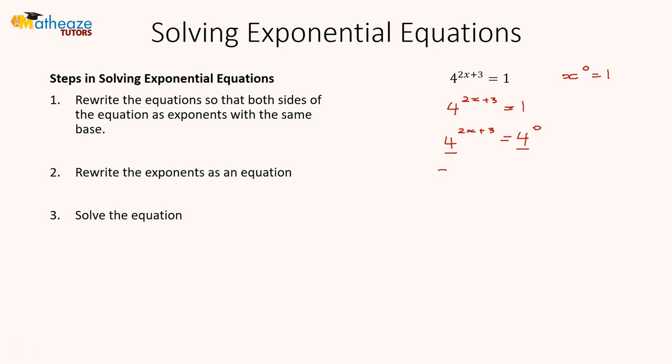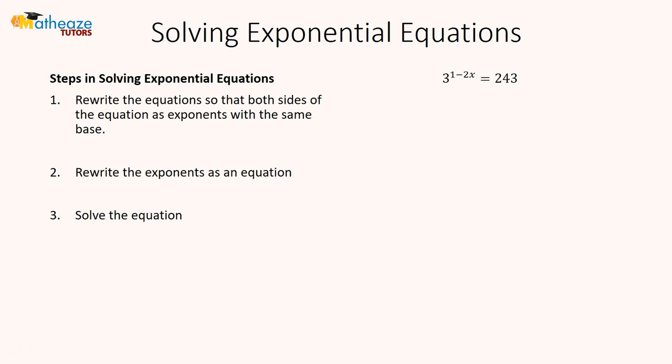Now because the bases are the same, then the exponents must also be equal. So we now have 2x plus 3 equal to 0. Now we subtract 3 from both sides. So 2x equal to negative 3, and we divide by 2. So x is equal to negative 3 over 2. That is the solution to this exponential equation.